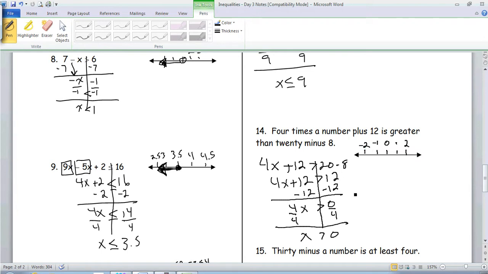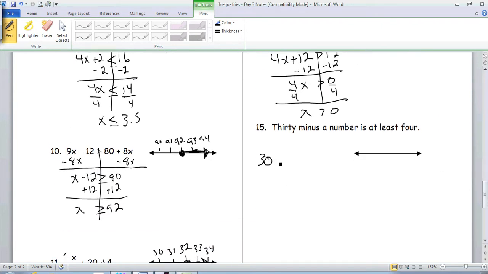Alright, we don't have an equal sign, so we're just going to draw our circle at 0. It means 0 cannot be part of the solution. The sign goes to the right, so I'm making my arrow to the right.